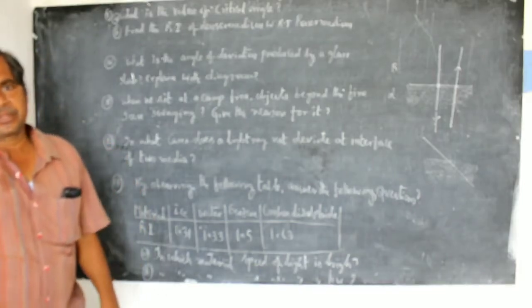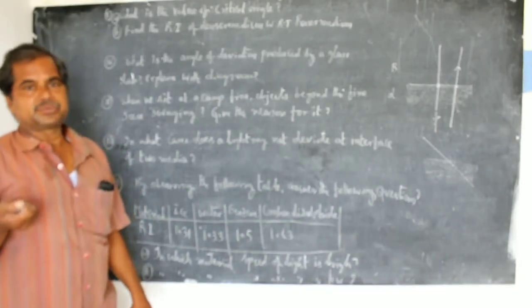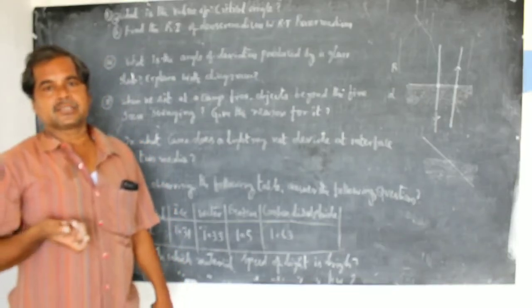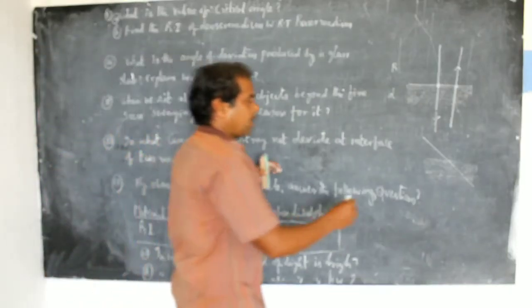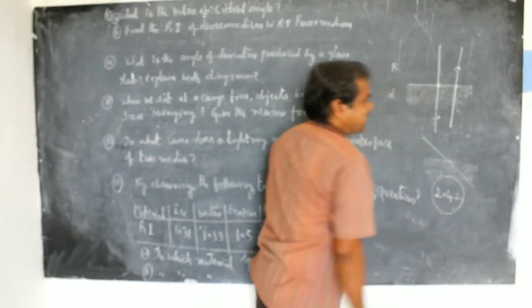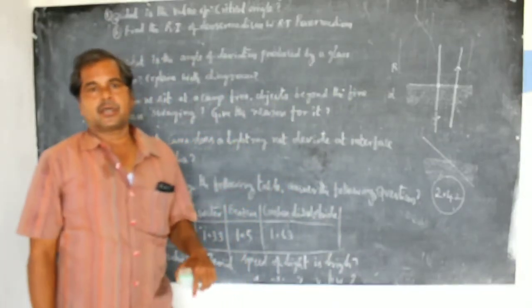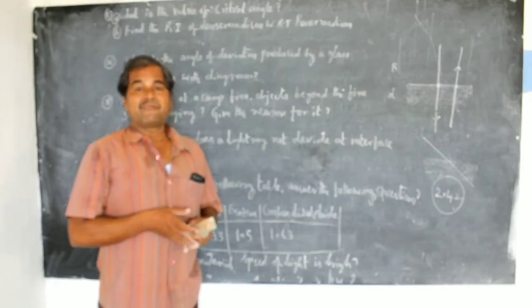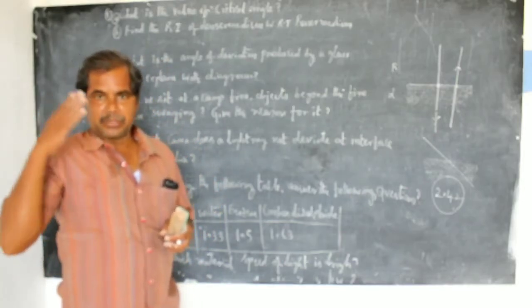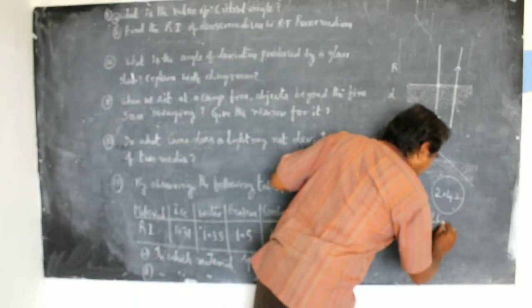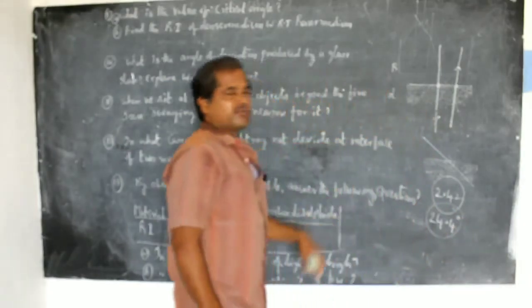Because diamond shines more, diamond glitters more. Why? Because diamond has a high refractive index value, 2.42. Any material which has a high refractive index value means the velocity of light in that material is very low, and also the critical angle of diamond is very small, 24.4 degrees.